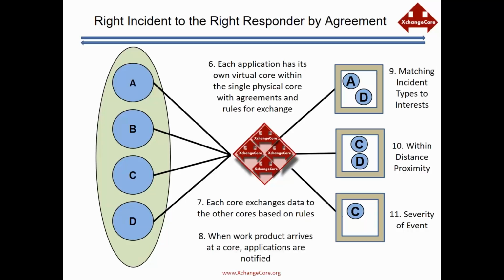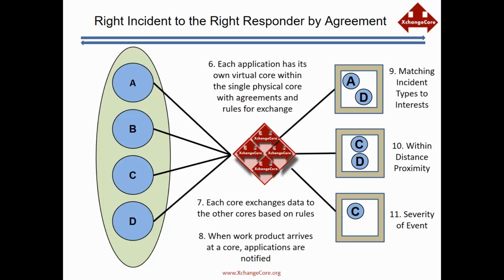When a work product arrives at the core, the applications are notified. By matching incident types to the interest, the one up on the right is going to get A and D. I think we asked for wildfire, so this may be a wildfire coming from jurisdiction A, a wildfire coming from jurisdiction D, but they're both wildfires, so they have made it through the rules and end up showing on the person who says, I'm interested in wildfires.